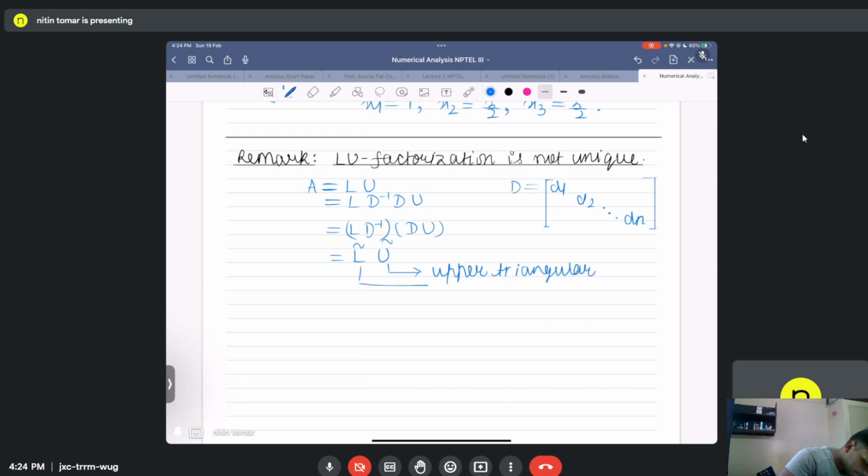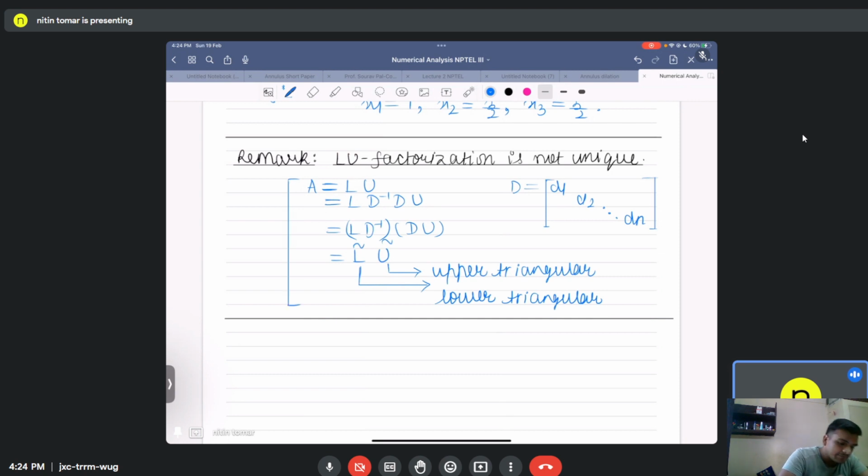But we don't need uniqueness, do we? We just need one LU factorization to make your life easy. I hope this is clear what I'm trying to indicate here: uniqueness is not important. Existence is important.